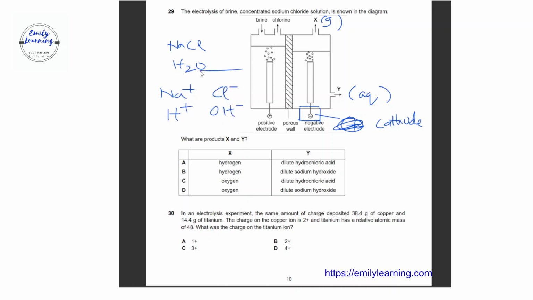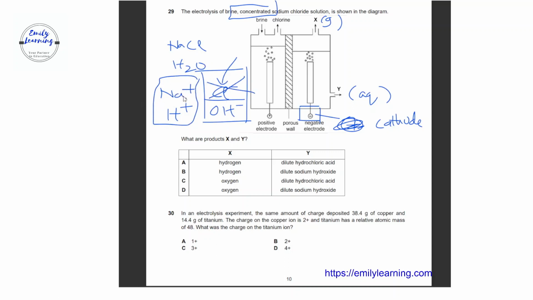Whenever you have something that is concentrated and you have a halide, that is Cl-, Br-, I-, and so on, they will be preferentially discharged instead of OH- when it is concentrated. So we know that at the anode, the positive electrode, chlorine gas is produced. Then at the cathode, we have these two ions. Cl- is discharged, so I cancel it away.